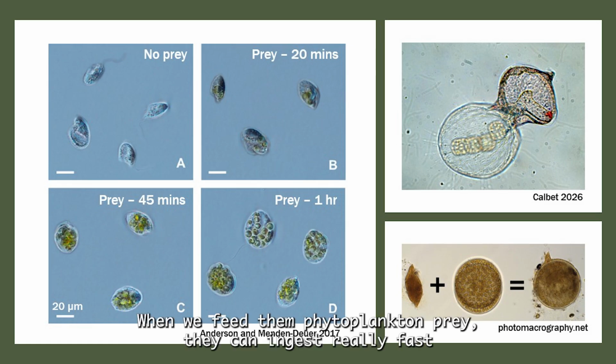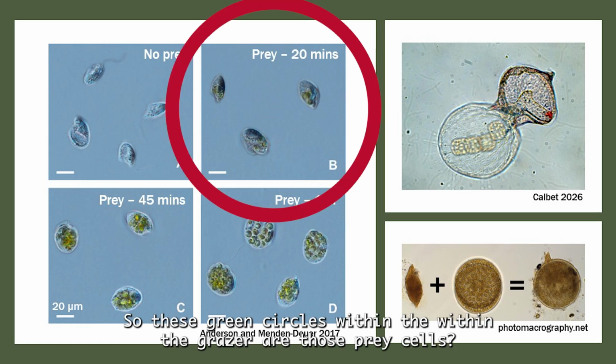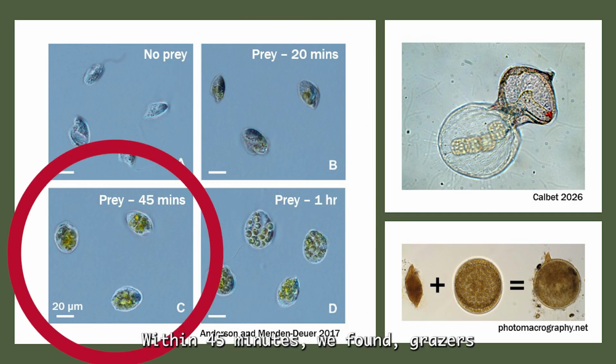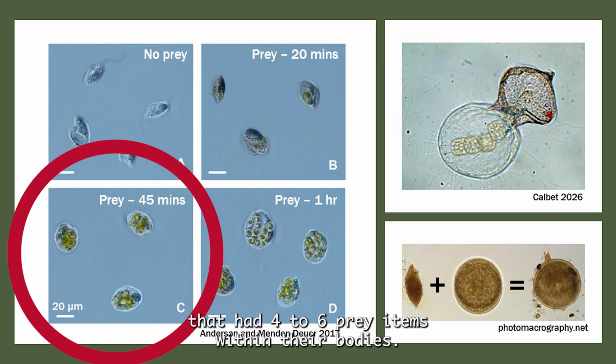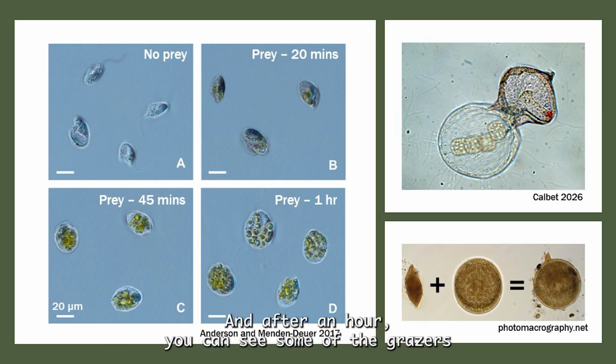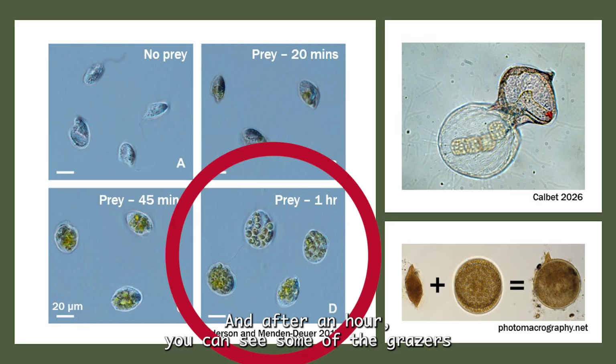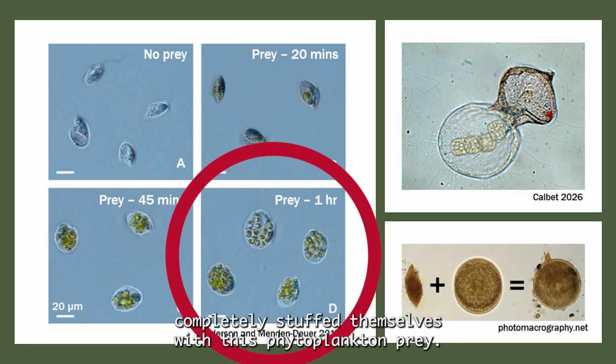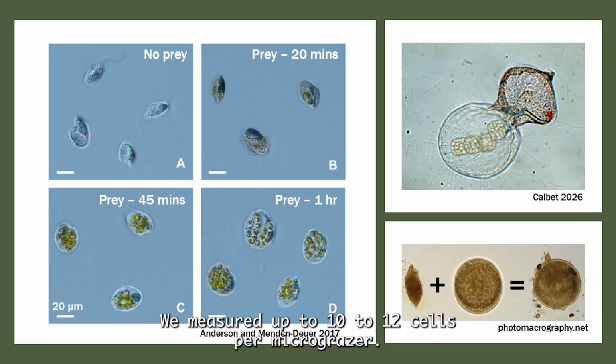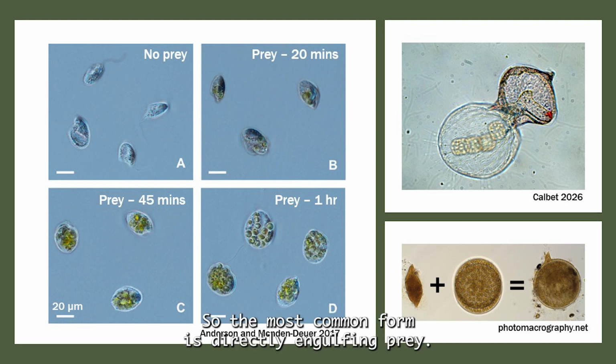When we feed them phytoplankton prey, they can ingest really fast, within 20 minutes. So these green circles within the grazer are those prey cells. Within 45 minutes, we found grazers that had 4 to 6 prey items within their bodies. And after an hour, you can see some of the grazers completely stuffed themselves with this phytoplankton prey. We measured up to 10 to 12 cells per micrograzer. So the most common form is directly engulfing prey.